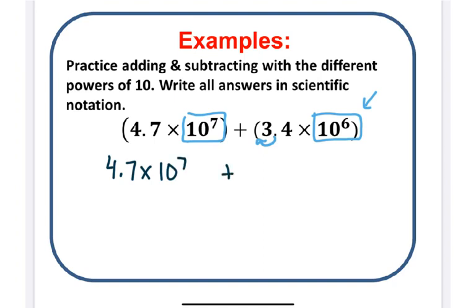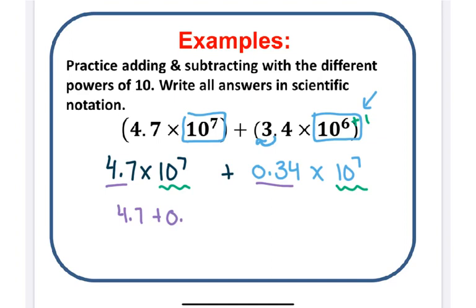And then I'm going to change the second one so that way I end up with the same power of 10. So because I moved the decimal to the left, I would add 1 to the exponent. And now I can go ahead and add them. So I would add those numbers out front. So I have 4 and 7/10 plus 0 and 3/4. And again, if you need to use a calculator, please feel free.